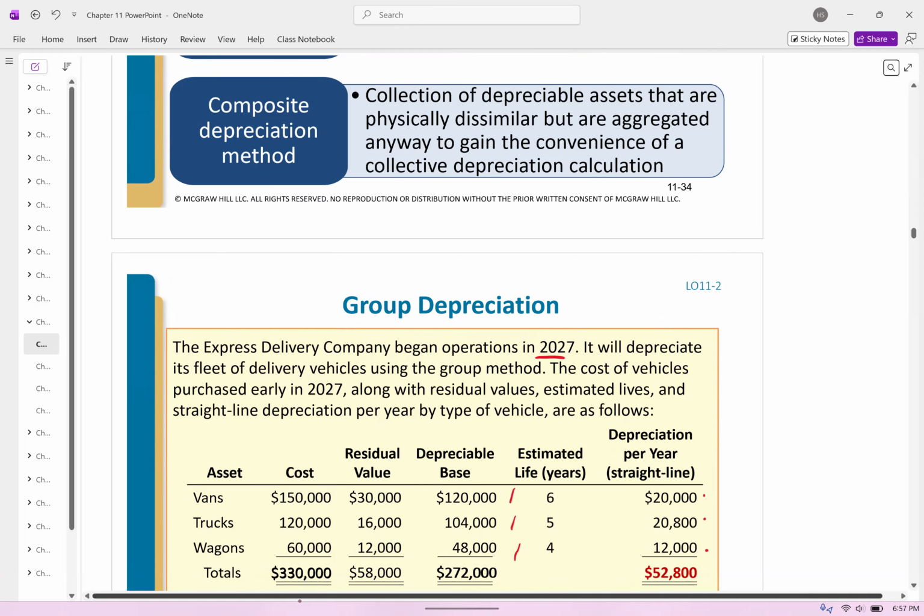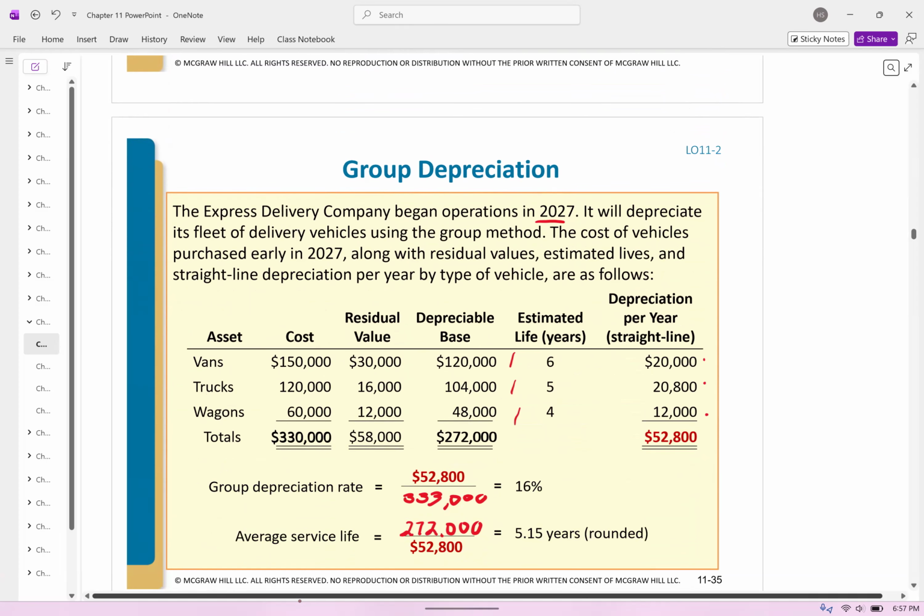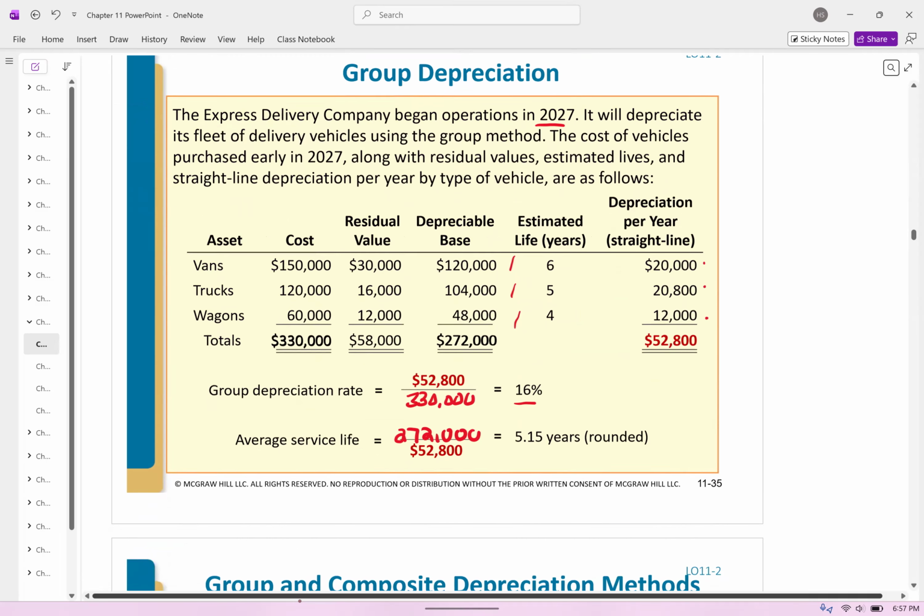That is 52,800. I don't know why some of these numbers did not pop up on your screen. They were just blank. So I wanted to make sure I had the right numbers, and I did do some calculation on that. So if we take the 52,800 and divide it by 330,000, we will get 16%. If we want to calculate the average life, we'll take the 272,000 and divide that by 52,800, and that will give us 5.15 years rounded.